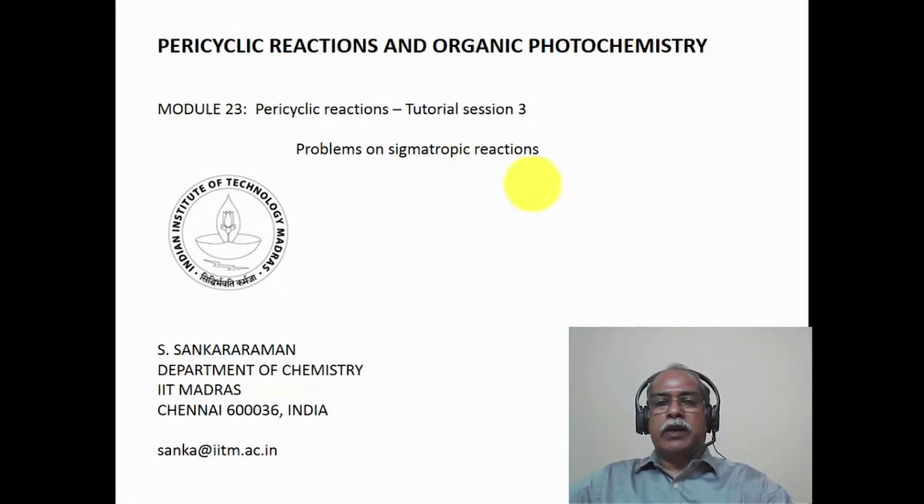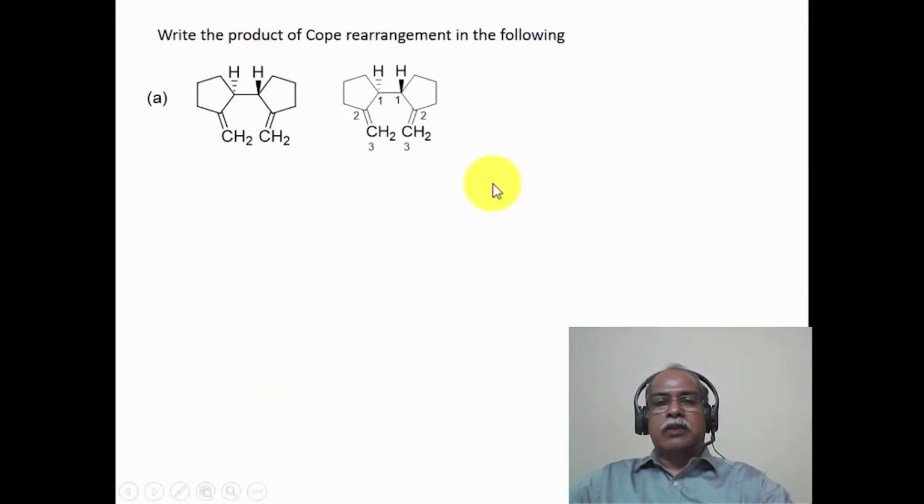If you are in a position to identify the carbon framework or the molecular framework that undergoes the sigmatropic rearrangement, it will be easy for you to identify the rearrangement process itself. So let us look at some examples of rearrangement reactions involving Cope and Claisen rearrangement. Here is an example. Write the product of Cope rearrangement of the following system. So this is the molecule that is given with the trans bond between these two cyclopentene hexamethylene cyclopentene rings.